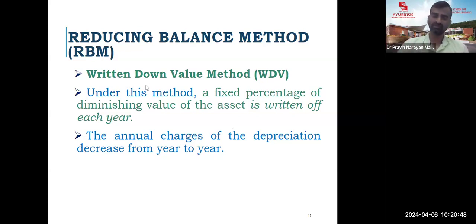Unlike the straight line method, which allocates an equal amount of depreciation expense in each year, the written down value method depreciates the asset at a fixed percentage of its book value, leading to a gradual reduction in the asset's carrying value by a certain percentage in a year. So in this method, a fixed percentage will be considered. Let's understand so you can clear this concept.